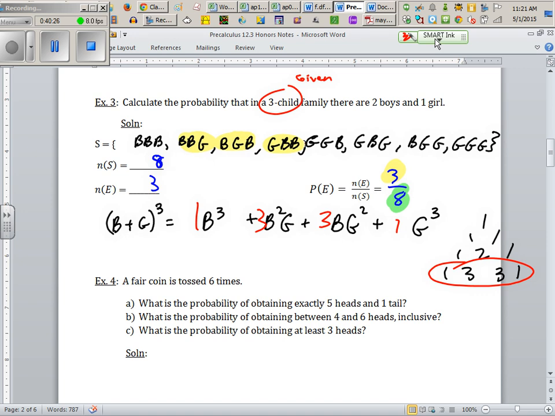Can you find the 8 in this picture? Yes. Where's the 8? 1 plus 3 plus 3 plus 1. There's your 8. Where's the 3? B squared G means 2 boys and a girl. Pretty cool. This might be your favorite way to do it. You expand the binomial B plus G cubed. The B squared G is your event. There's a 3 in front. 8 is just the sum of all coefficients. Here's your 3. Here's your 8.